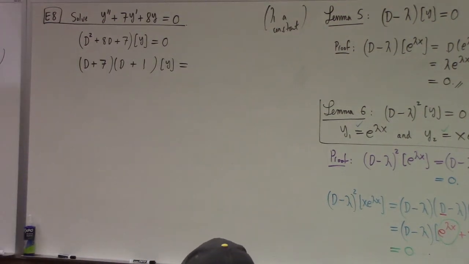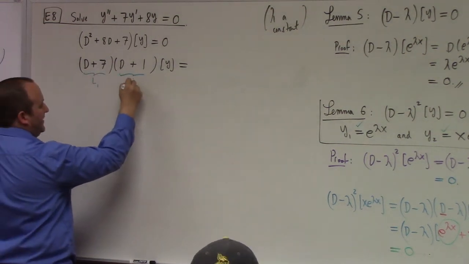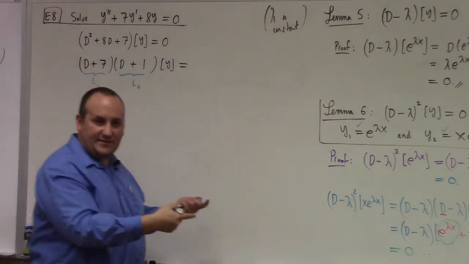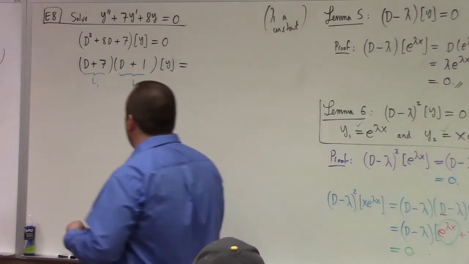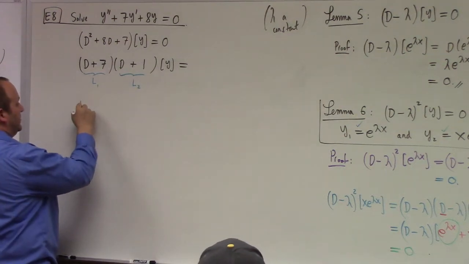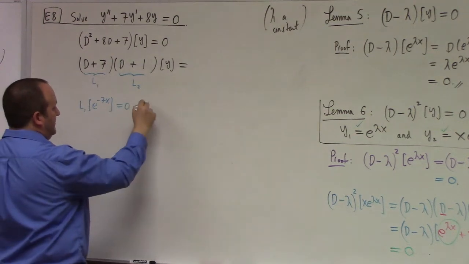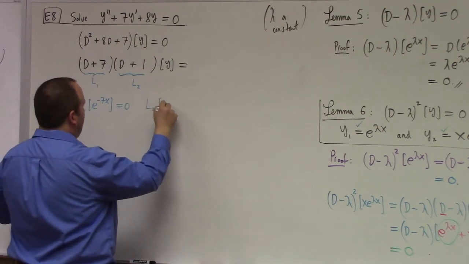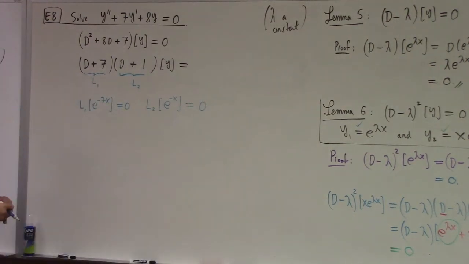There we go. So what I'm doing, guys, is I'm thinking of this as my L1 and this as my L2 in lemma 8. You see that? That's the idea here. I'm thinking of those as the operators. And by lemma 5, we know that L1 of e^(-7x) is equal to 0, and L2 of e^(-x) is equal to 0, right? By lemma 5.